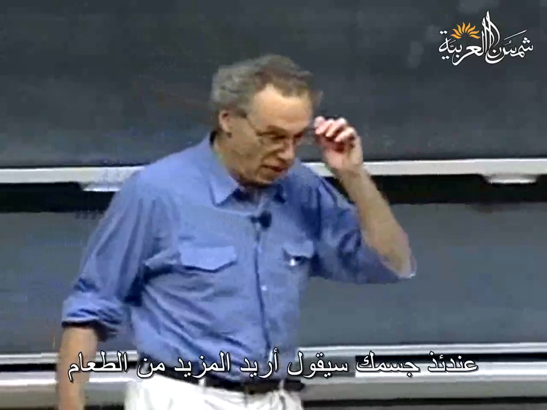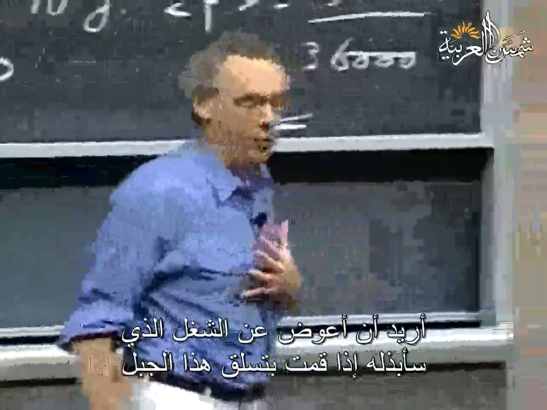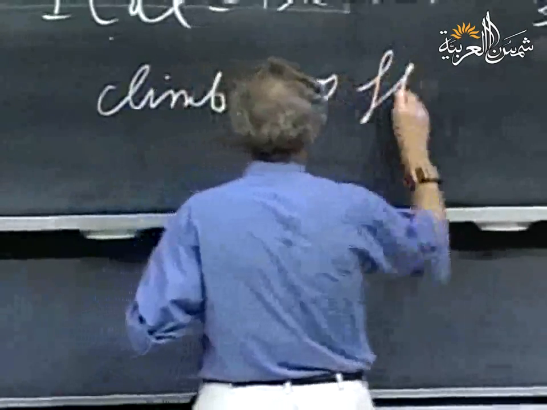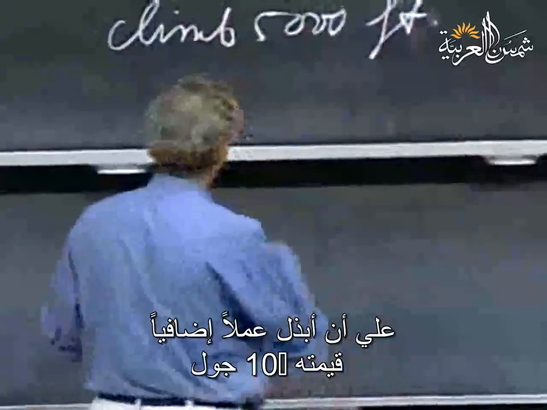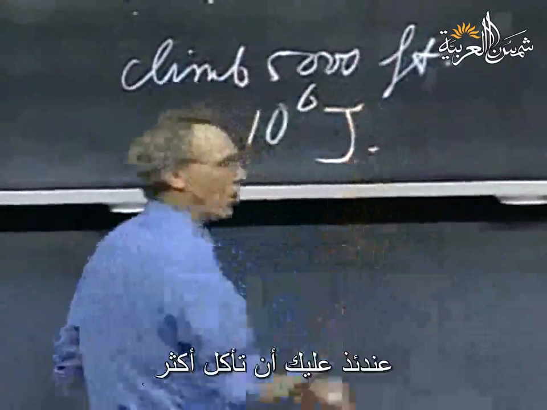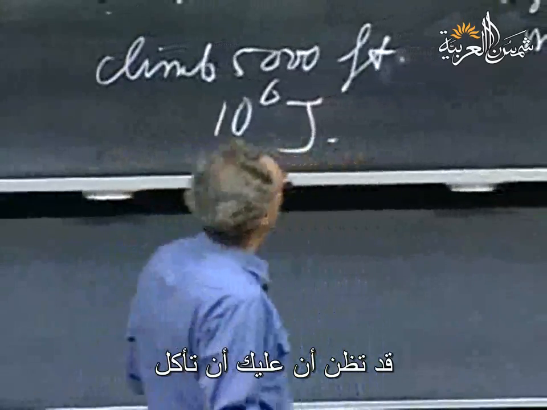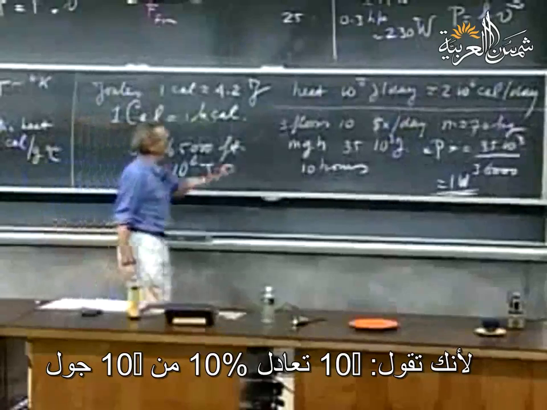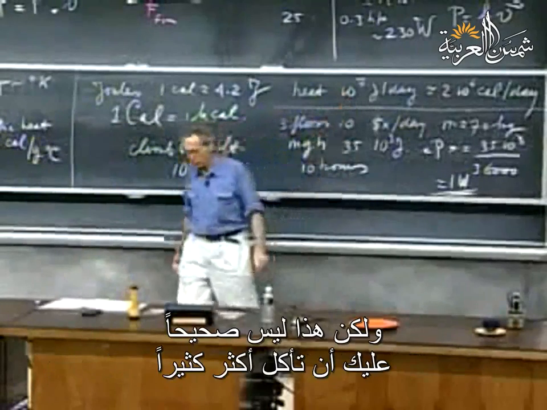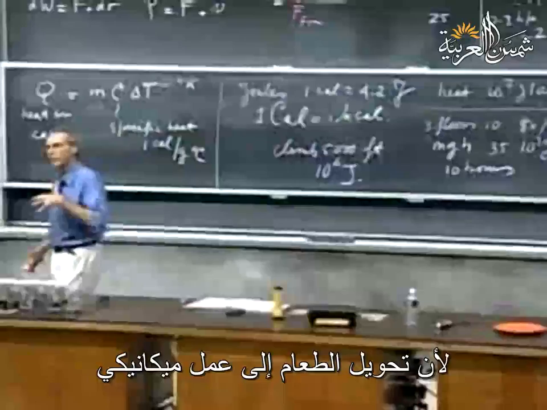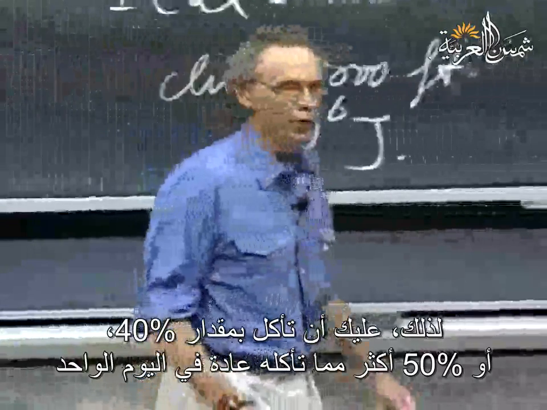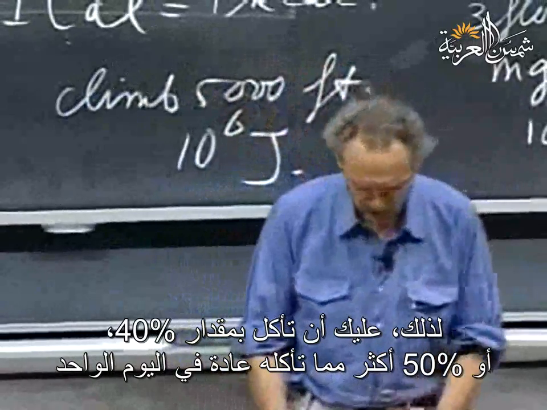of course. And so now the body says, I want to eat more. I want to be compensated for the work. If I climb this mountain, if I climb 5,000 feet, and I have to do extra work, which is 10 to the 6 joules, you've got to eat more. Now, you would think that you have to eat only 10% more than you normally eat, because 10 to the 6 is only 10% of 10 to the 7. But that's not true. You have to eat a lot more, because the conversion from food to mechanical work is very poor, something like 20%. So you may have to eat 40 or 50% more than you normally do in one day.